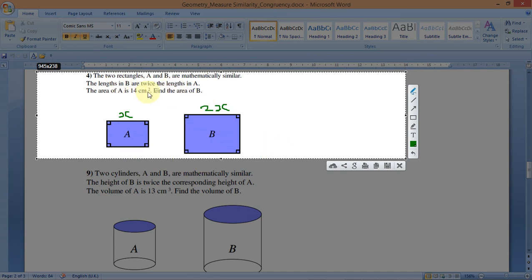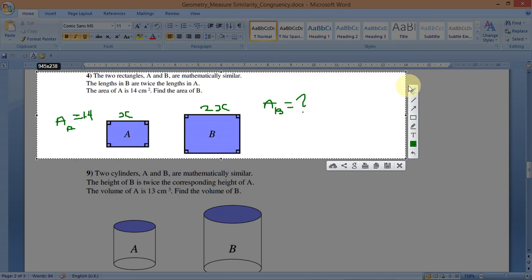Okay, so that's that. So the area of A, this area of A here, is 14. So the area of B is unknown. Let me just write it: area of A, guys, then area of B, let me write it as AB, is unknown. So we have to find the area of B.